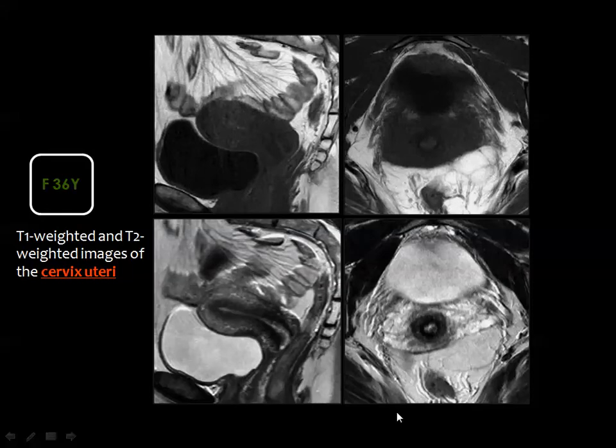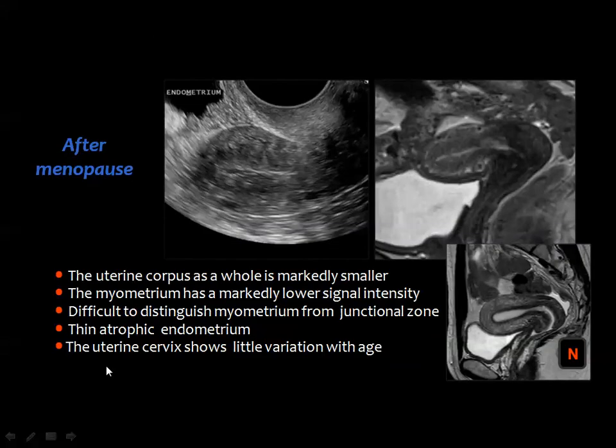Then this is the appearance of the uterus and the cervix in the T1 weighted images and in the T2 weighted images. In the T2, you are able to see the cervical stroma and the endocervical canal, and in the T1 weighted image, these details are usually masked.